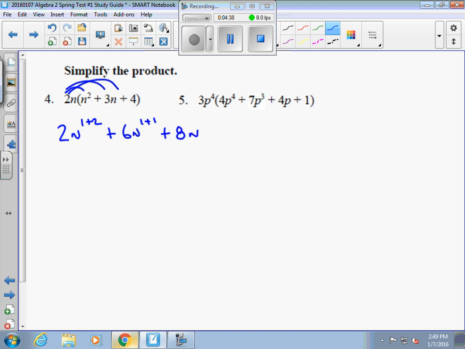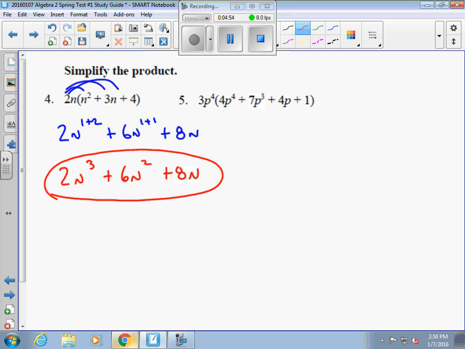When we put those together, we have 2n to the third plus 6n squared plus 8n. Now we're adding the same bases, so we do not add the exponents. That's only when you multiply the same bases. And you have 2n cubed plus 6n squared plus 8n.